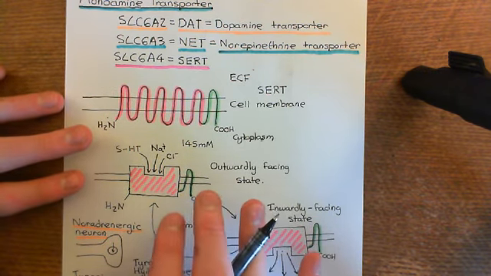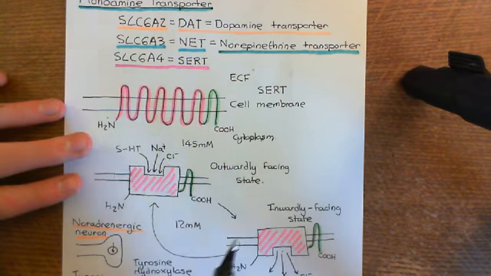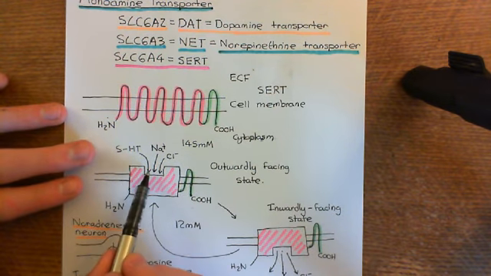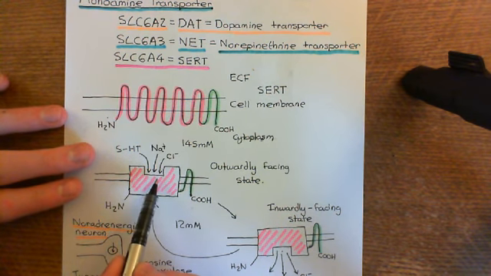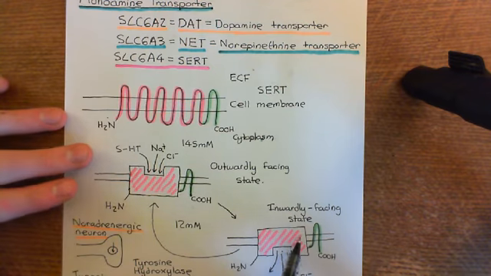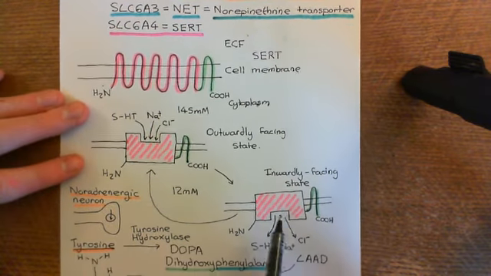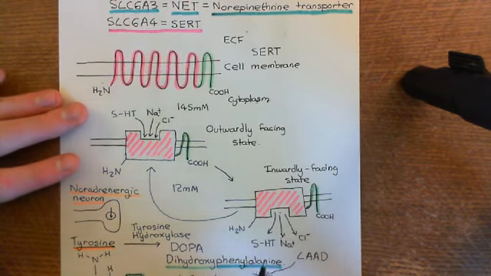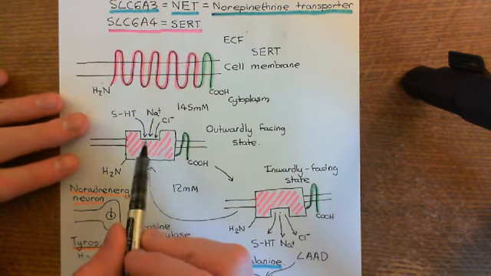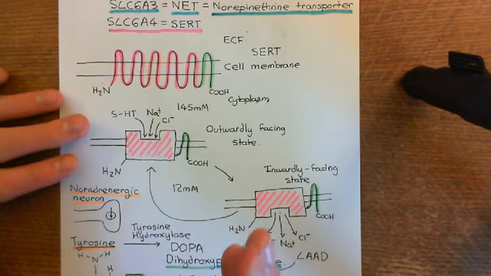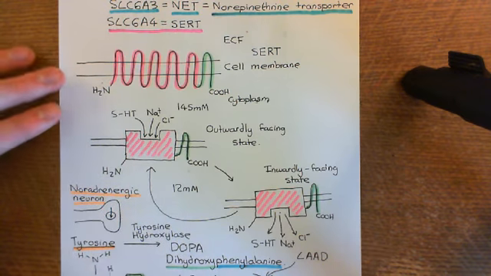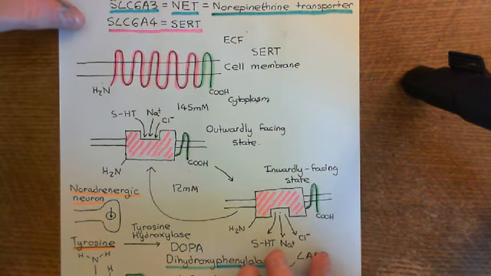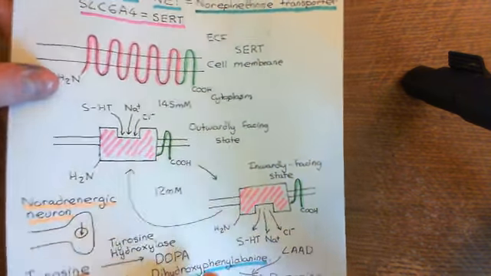Again, it sits in the plasma membrane like so. It starts in this outwardly facing state. A noradrenaline molecule binds to it, so does a sodium ion, and so does a chloride anion. Then it changes conformation to the inwardly facing state, which has low affinity for all of these molecules, so they are released into the cytoplasm. Once it's lost them, it returns to the outwardly facing state, which again has high affinity for those 3 molecules. That's how it's moving noradrenaline into the cytoplasm of the cell from the extracellular fluid.